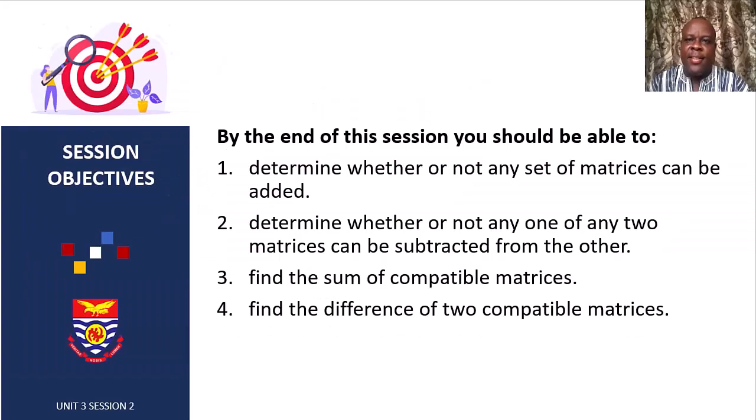Let's look at the section objectives for section 2, unit 3. By the end of this section, you should be able to: 1. Determine whether or not any set of matrices can be added. 2. Determine whether or not any one of any two matrices can be subtracted from the other. 3. Find the sum of compatible matrices. And 4. Find the difference of two compatible matrices.